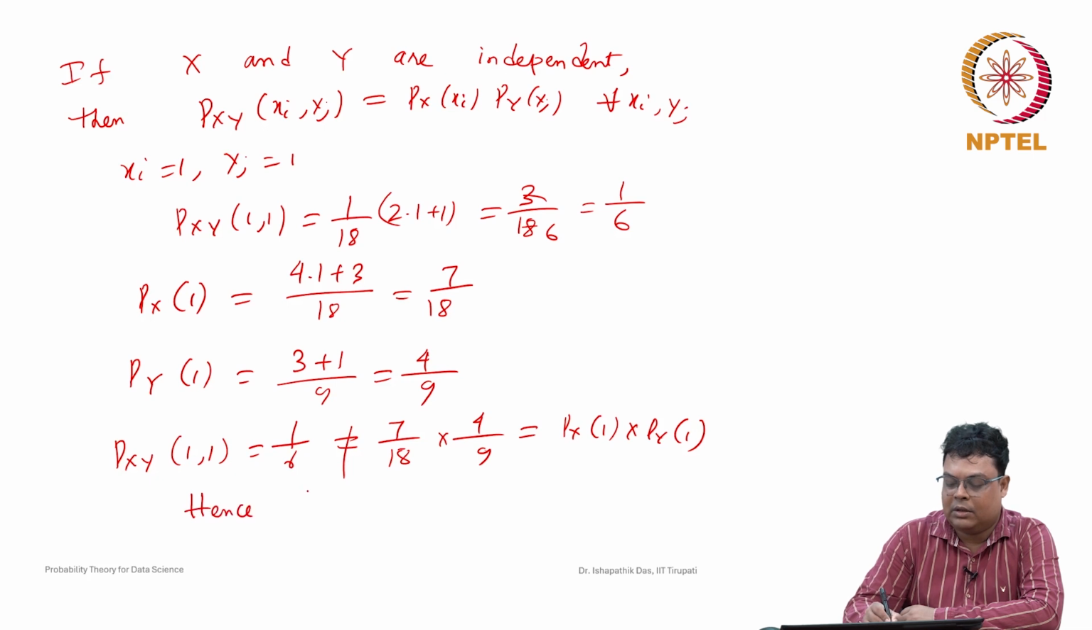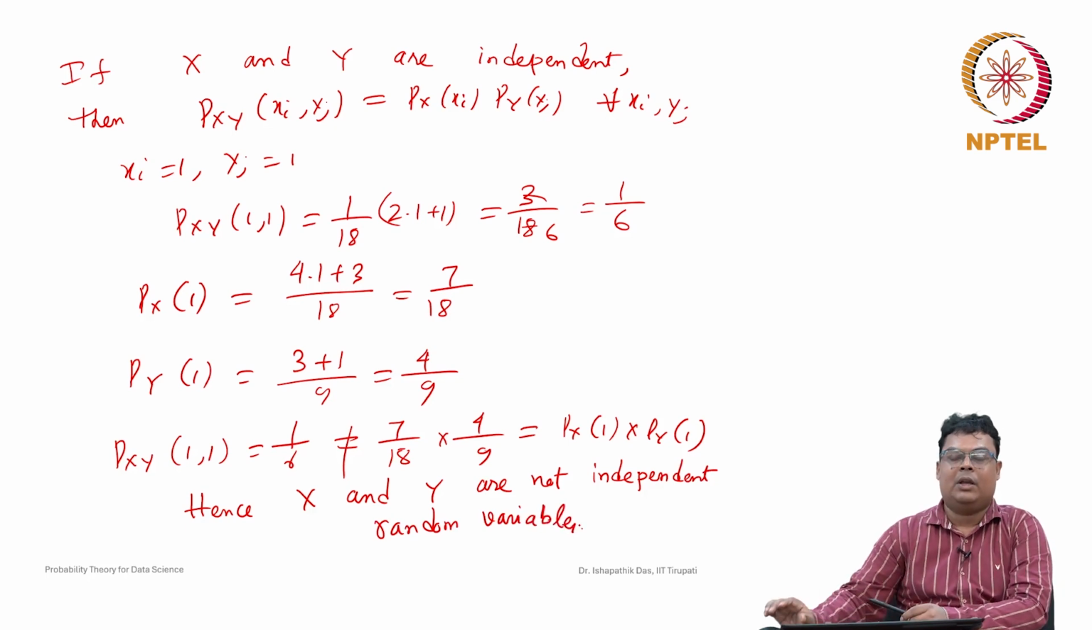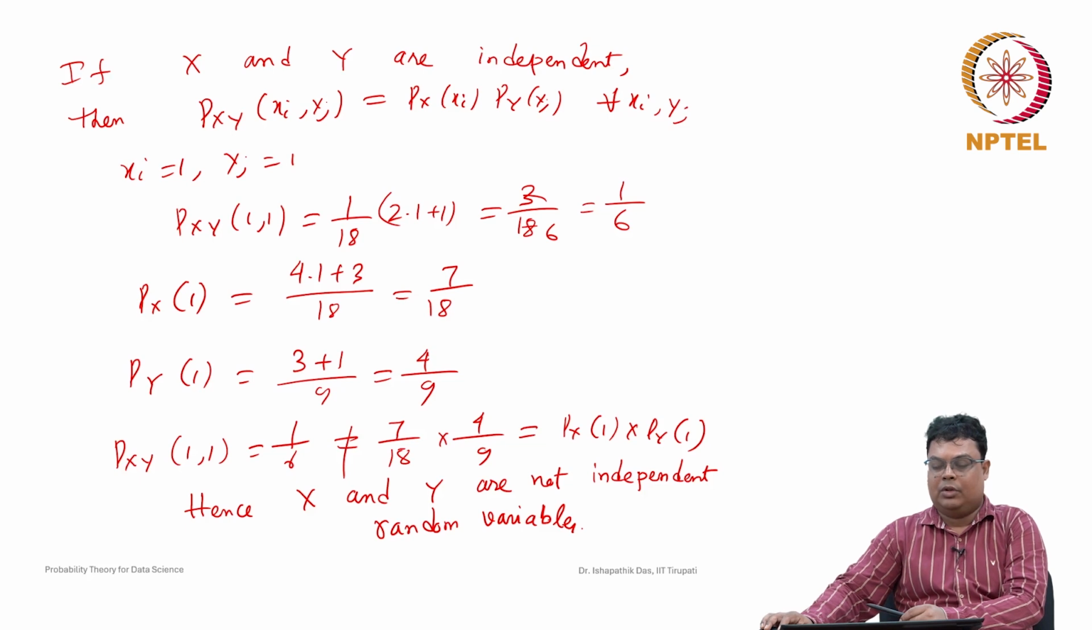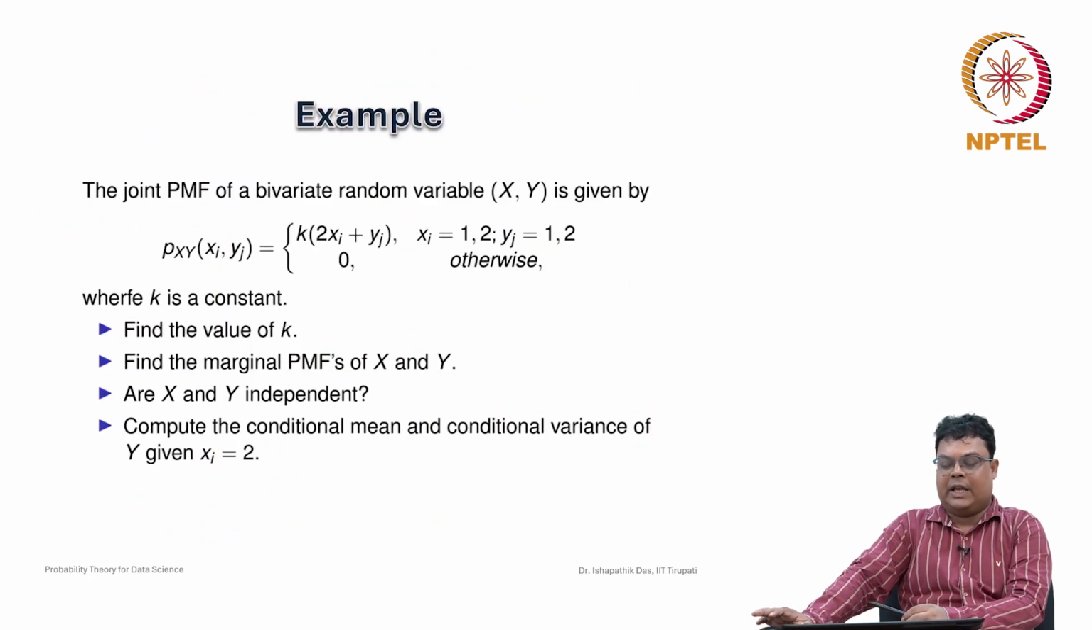Hence X and Y are not independent random variables. So X and Y cannot be independent random variables. So this is the third question: are X and Y independent? They are not independent.